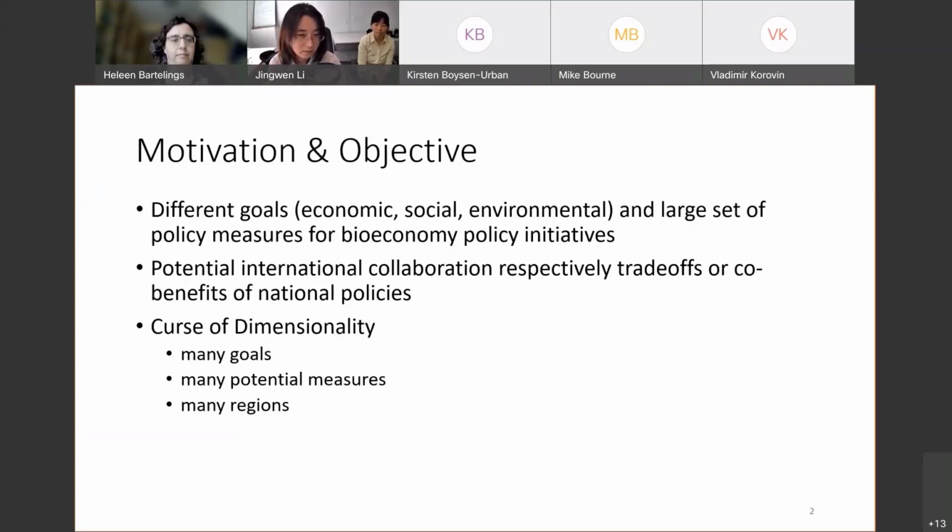Second, it is very important for potential international collaboration to talk about the trade-offs or co-benefits of individual national policies. There are so many countries in this world, and if we want international collaboration, the differences between individual national policies bring up even more complexity. Altogether, this gives us the so-called curse of dimensionality, with so many different goals, so many potential outcome measures, and so many different countries in the world.